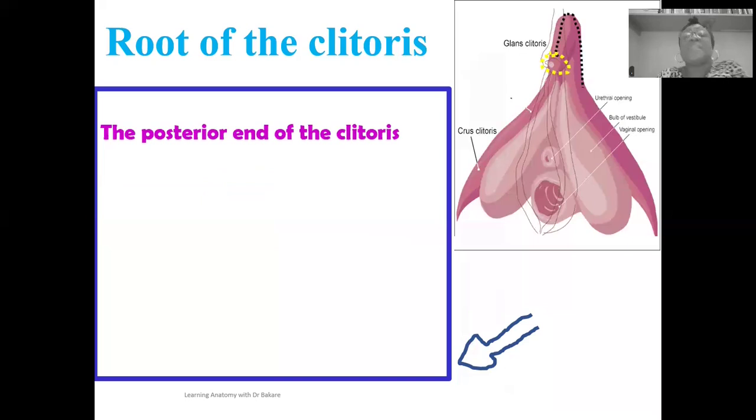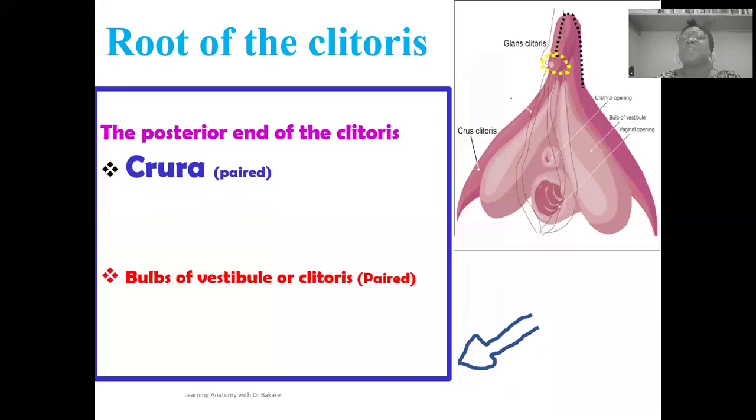The structural components of the root of the clitoris include the cura of the clitoris, and these are paired structures. And we also have the bulbs of the vestibule or the bulbs of the clitoris, which is also a paired structure. So if you go back to this upper image, this region that is carved out here in dotted yellow is the glans of the clitoris.